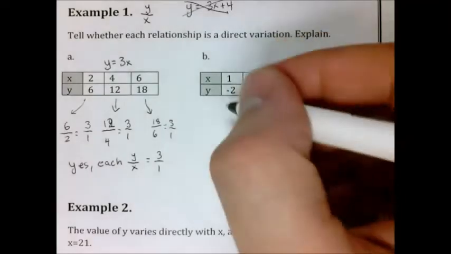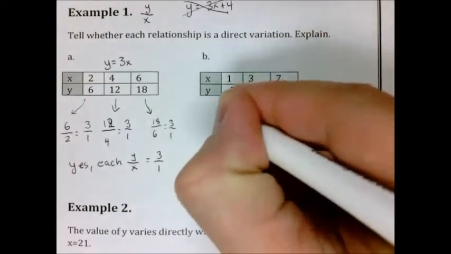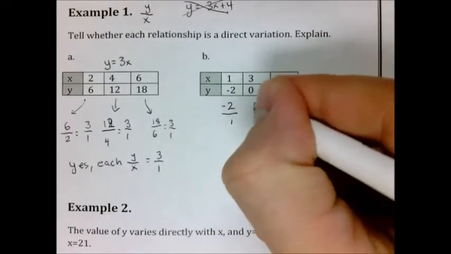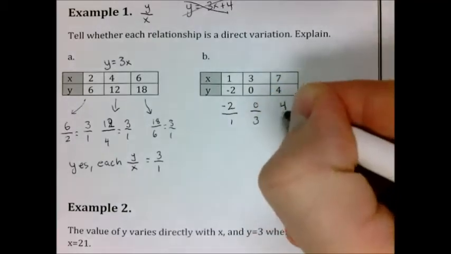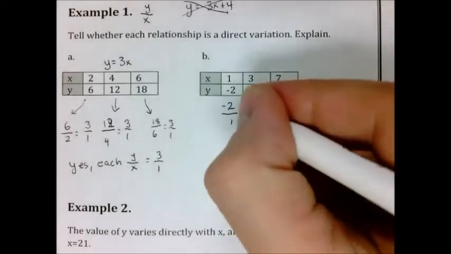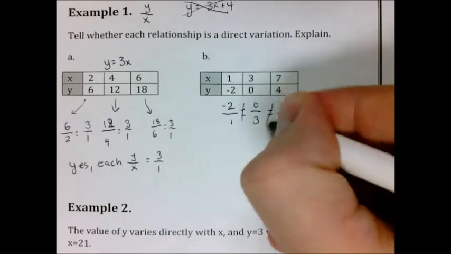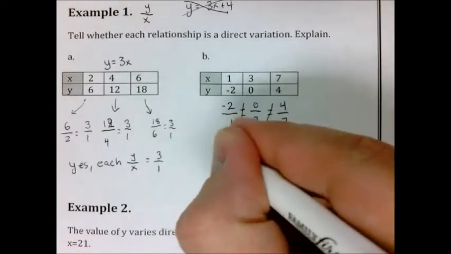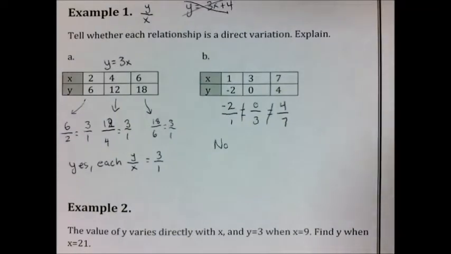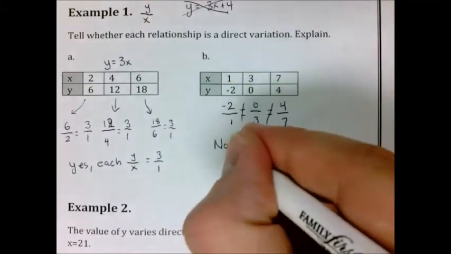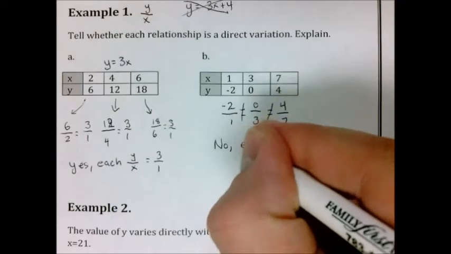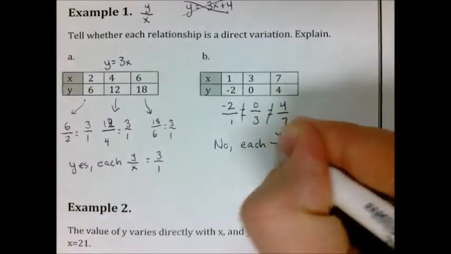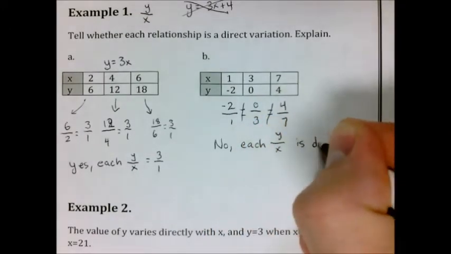Now if we look at b, we can tell this fraction is going to be negative 2 over 1. This one is 0 over 3, and finally we've got 4 over 7. Every single one of these are different, and because they are different, that means this is not going to be a direct variation, okay? So no, each y over x is different.